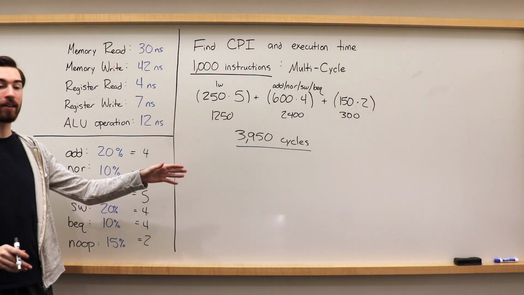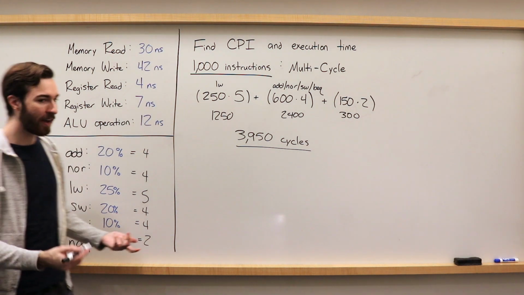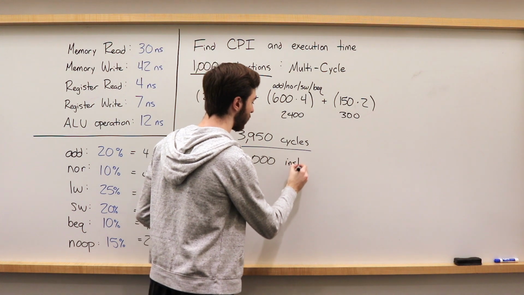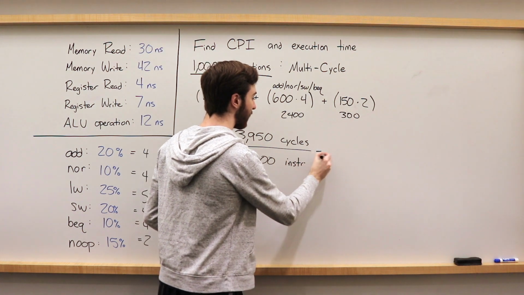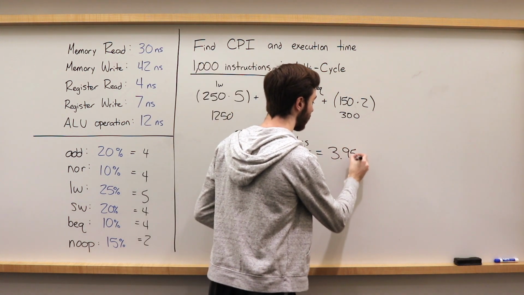So now that we know the number of cycles, we can very easily calculate the CPI, cycles per instruction, by dividing by the number of instructions. And that gives us 3.95 CPI.